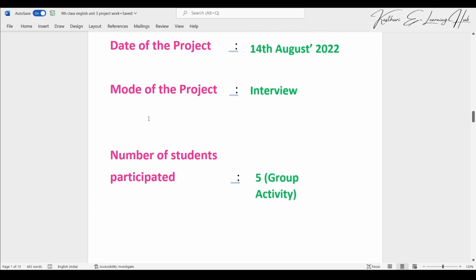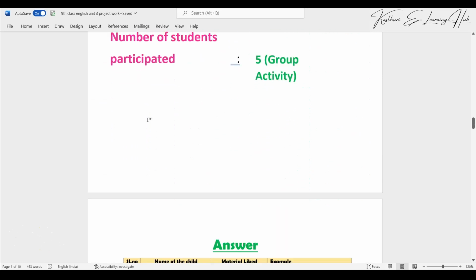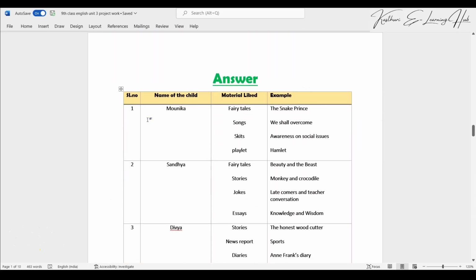The number of students participated. As it's a group activity, the number of students is more than one. Here we have taken five in one group. We can even take six or seven or eight as per our convenience. Then we move on to the project.